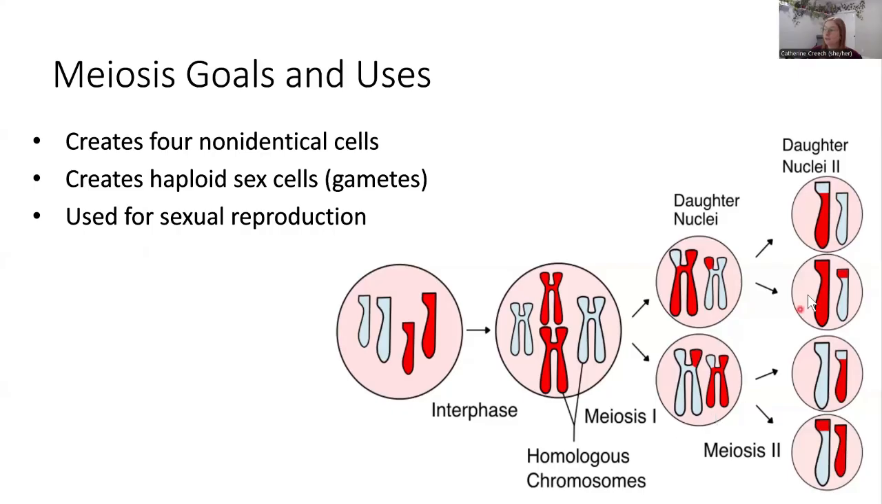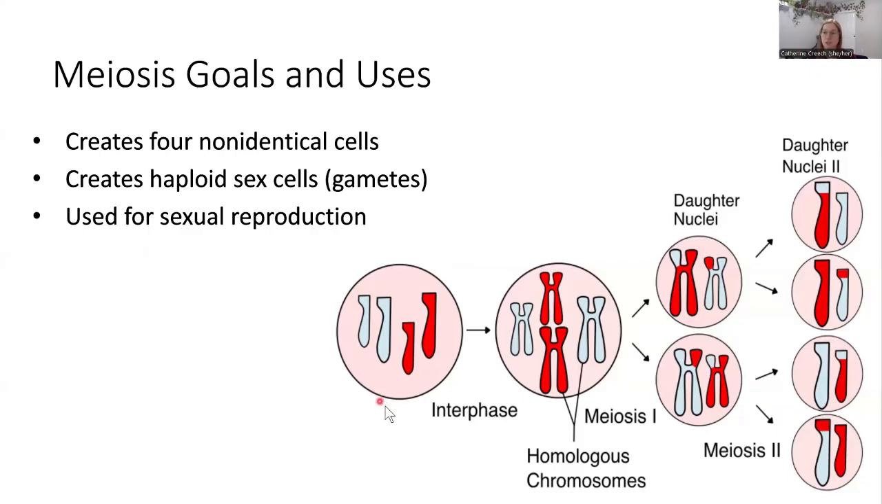Here we have an overview of the process of meiosis. In meiosis, we are going to take our chromosomes. I have one from mom and one from dad. And then I have another one from mom and one from dad. So I am looking at 4 different chromosomes. 2 of them are paternal and 2 of them are maternal.